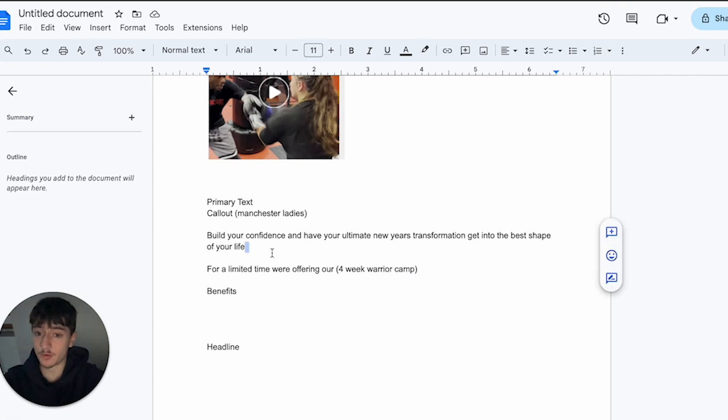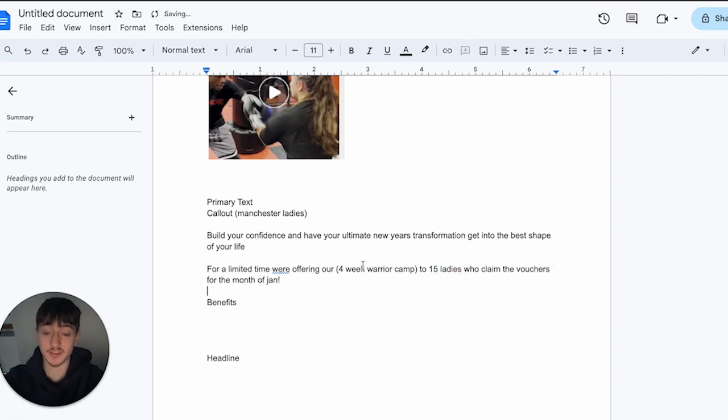When they click to read more, for a limited time, we're offering our 4-week camp to 15 ladies. Because look, we're adding scarcity: for a limited time, we're offering our unique offer to the next 15. So it's limited to only 15 people who claim the vouchers. And we can even say for the month of January. So we're adding so much scarcity, we're having an offer, and it's brilliant.